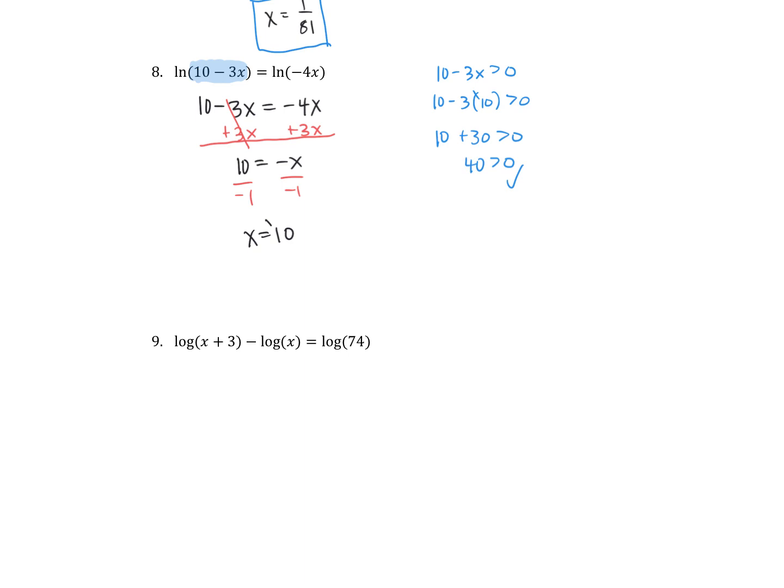Now I want to check the second one. So I have the natural log of negative 4x. So negative 4x has to be greater than 0. I'm going to plug in my x, which is negative 10. Negative 4 times negative 10 is positive 40. Is 40 greater than 0? Yes. So since it checks, let me just rewrite it so the negative is clear. Our answer is, in fact, negative 10.